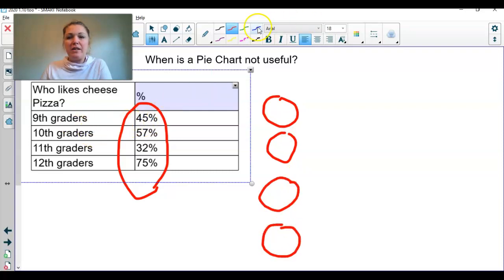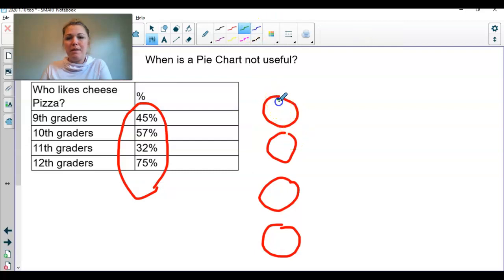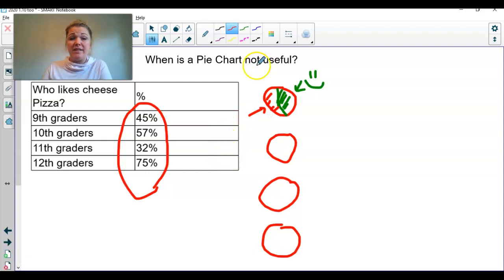The 9th graders, I could put 45%, so that's going to look something like this maybe. Not quite. Let me erase that and do that again. I didn't think that looked very good. Okay, so 45% is not quite half. Okay, you get what I mean? Which means 45% of the high school 9th graders liked cheese pizza. And the missing percentage are those who didn't like it. So that's 55% there. They didn't like cheese pizza.